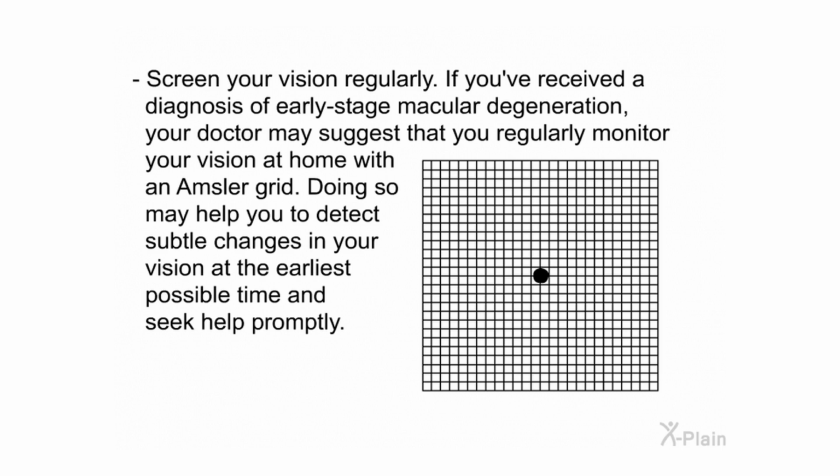Screen your vision regularly. If you've received a diagnosis of early-stage macular degeneration, your doctor may suggest that you regularly monitor your vision at home with an Amsler grid. Doing so may help you to detect subtle changes in your vision at the earliest possible time and seek help promptly.